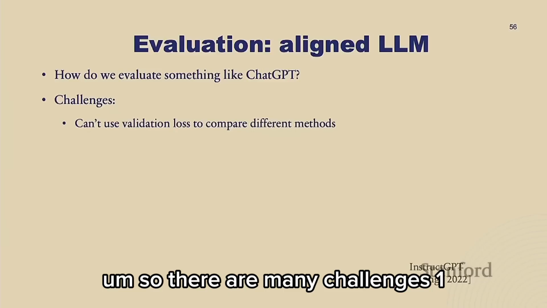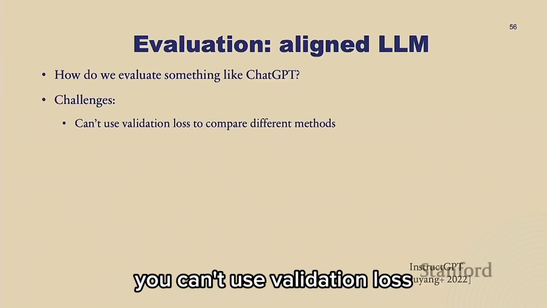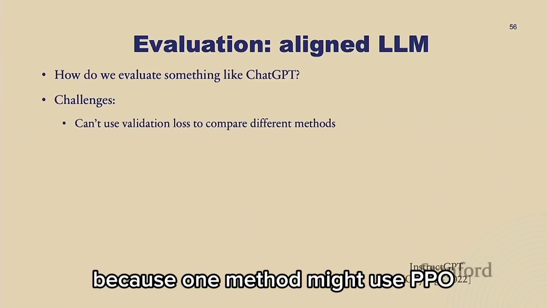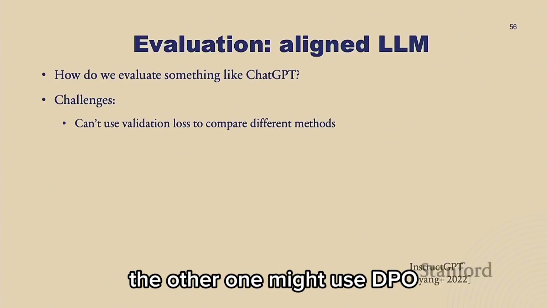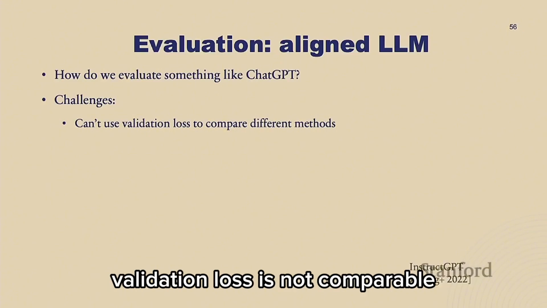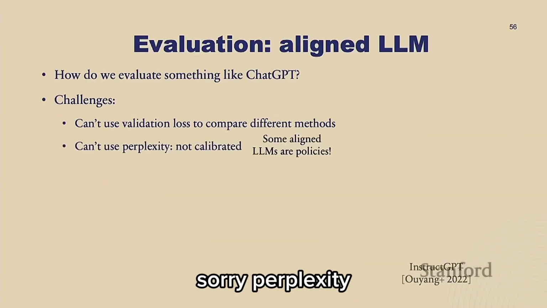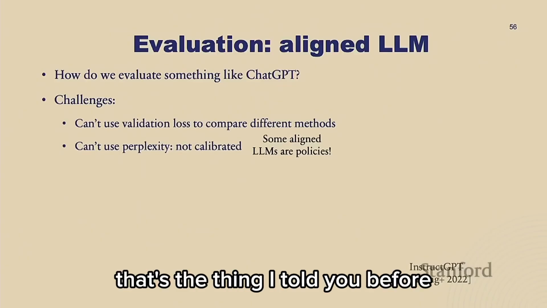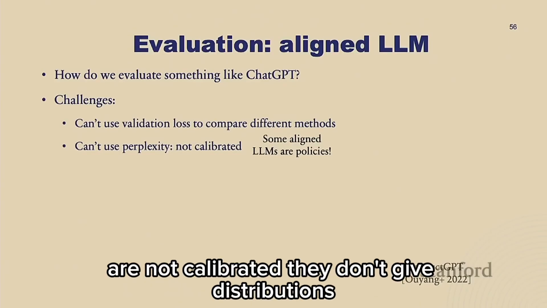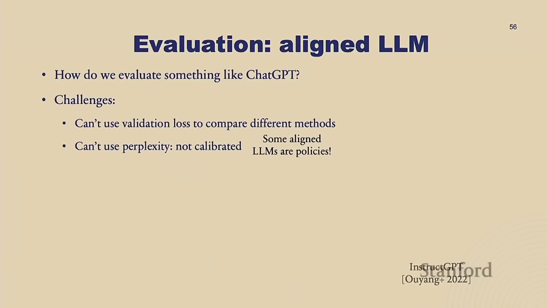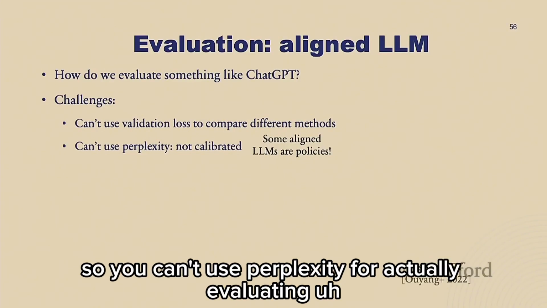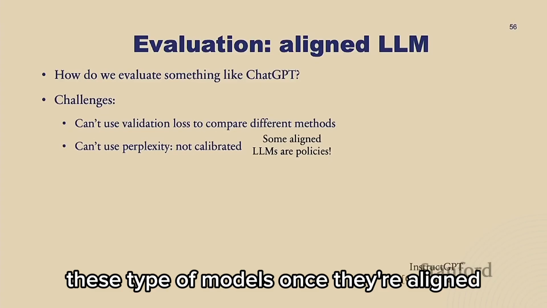So there are many challenges. One, you can't use validation loss because one method might use PPO, the other one might use DPO. Validation loss is not comparable. Second, you can't use perplexity. That's the thing I told you before. These models are not calibrated. They don't give distributions. They just optimize for one thing. So you can't use perplexity for actually evaluating these types of models once they're aligned.